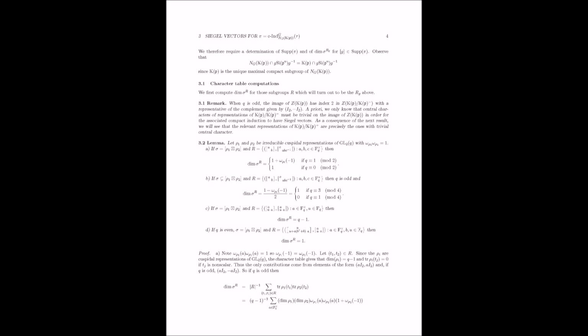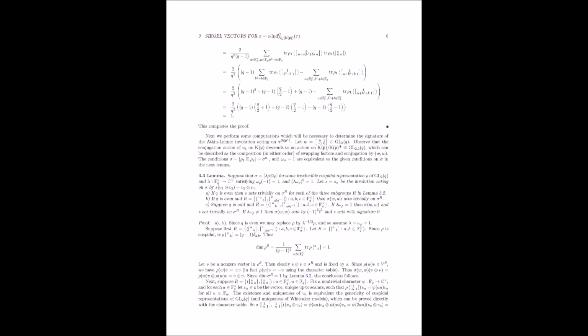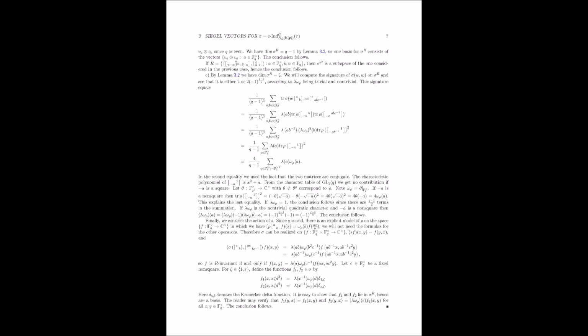Okay, and what's that strategy? Well, it involves using the character table of GL2(Q) and exploiting the cuspidality of the representation. Ah, right. Cuspidality. That seems to be the key to a lot of the simplifications in this paper. You're absolutely right. Cuspidality imposes strong constraints on the character values, which really helps us narrow things down. Okay, so let's start with part A of Lemma 3.2.